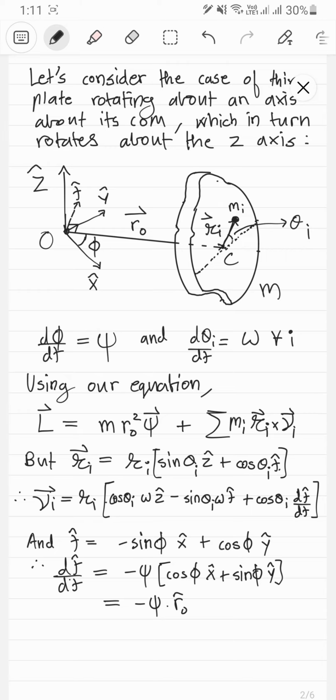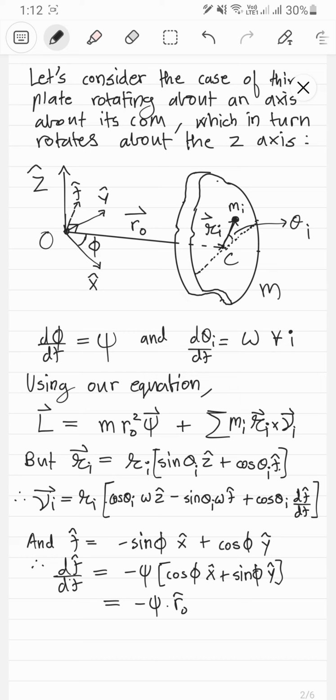So as our gyroscope, we are just considering a thin plate which is rotating about this r_0 vector, and the r_0 vector is itself rotating about the z axis with an angular velocity psi. So psi is just d phi upon dt, where phi is the angle made with the positive x-axis by the vector r_0. And theta_i, where i represents the index of the particle. So instead of naming the particles, I'll just refer to them as their masses, m_i.